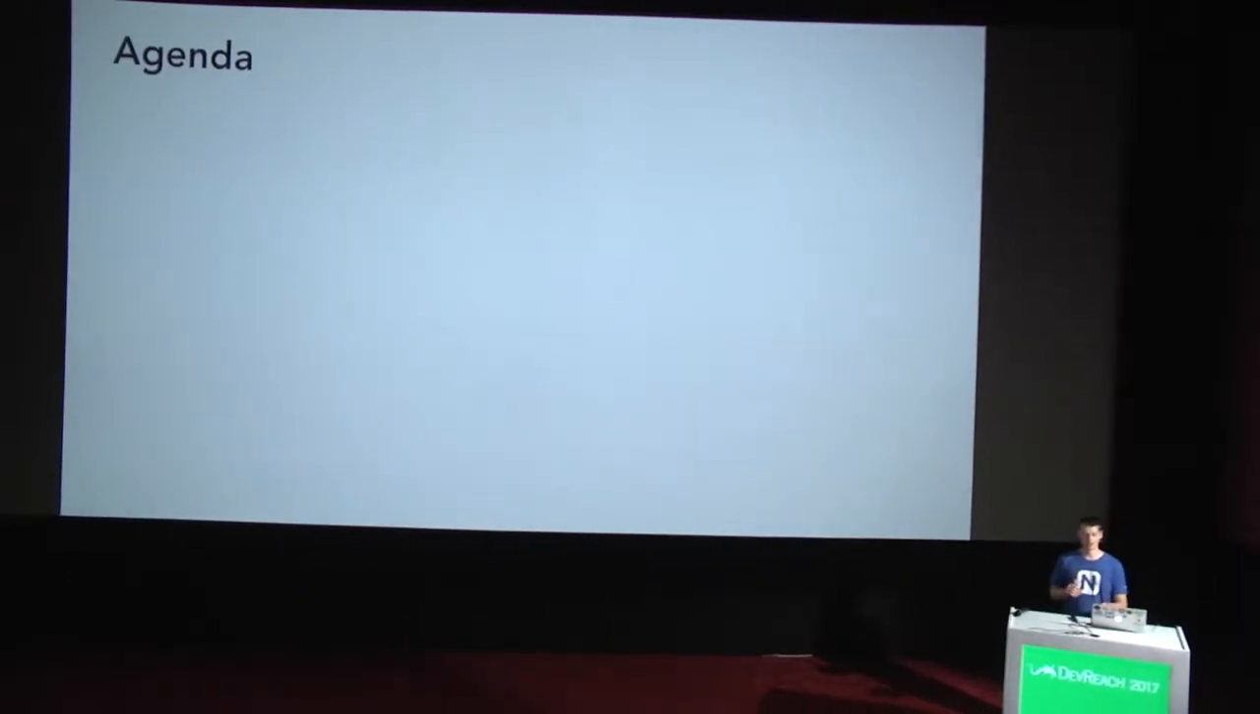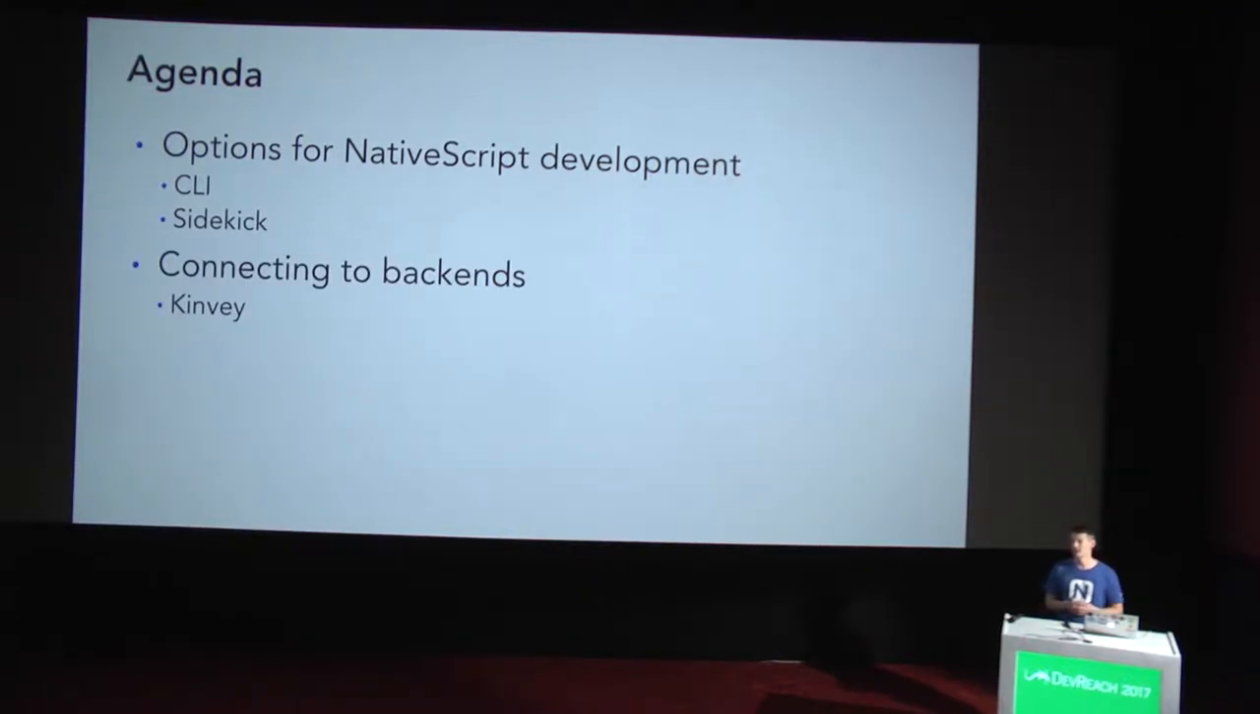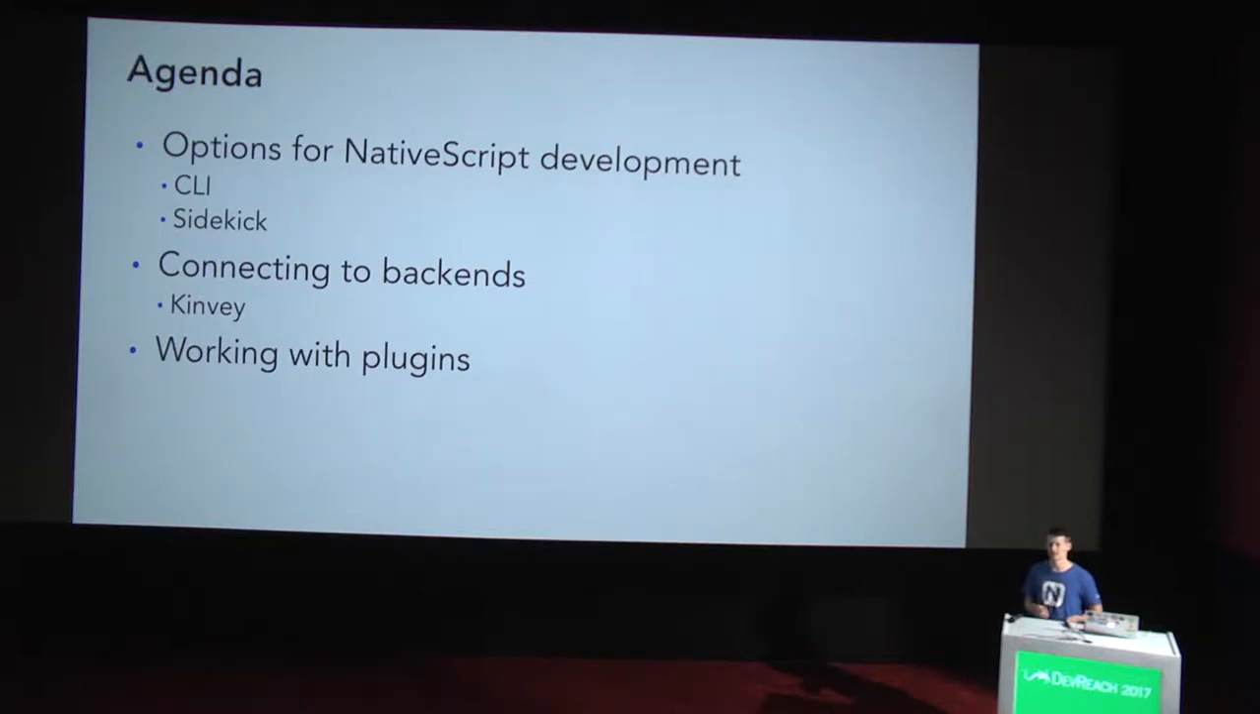Now, to do that, on the agenda for today, I'm going to cover three different things. The first, I'm going to talk about some options that you have for NativeScript development. We're going to look at both the NativeScript CLI as well as NativeScript Sidekick. From there, we're going to look at how you can connect to back-end data in your application, something almost all apps out there need to do. We're going to look at a few different backends, but we're going to primarily focus on how to get Kinvey working as an example of how you can tie your applications to live data and sort of a living backend. And finally, we're going to briefly look at working with plugins in NativeScript as well.